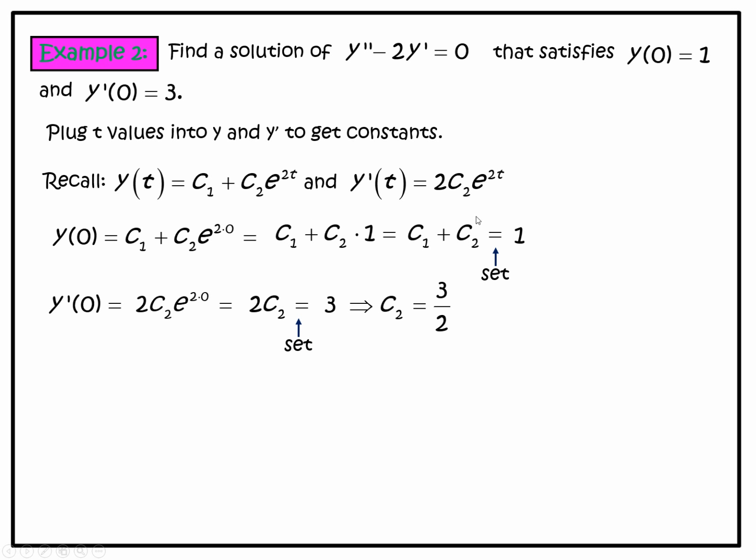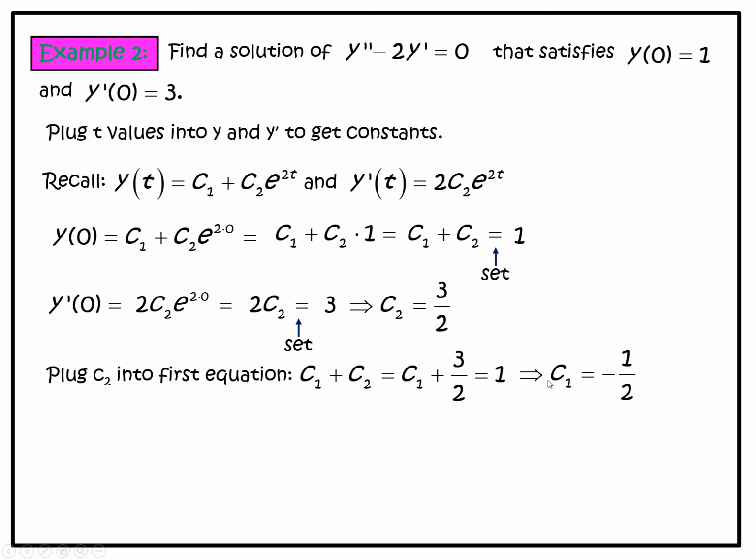And then we can plug that back into the first equation to find c1. So c1 plus c2 will be c1 plus 3 halves, which equals 1. That's this equation, plugging in c2. And subtract 3 halves on both sides, so bring this over as a negative. And 1 minus 3 halves is negative 1 half. So now we've got c1 and c2. That gives us a specific function out of this 2-parameter family.